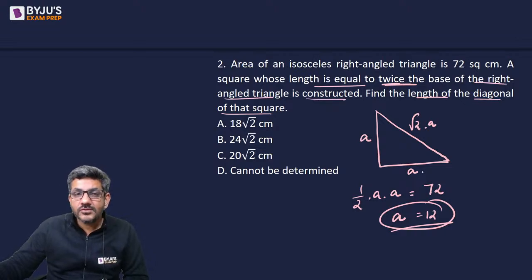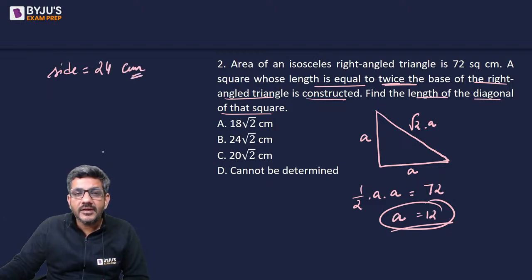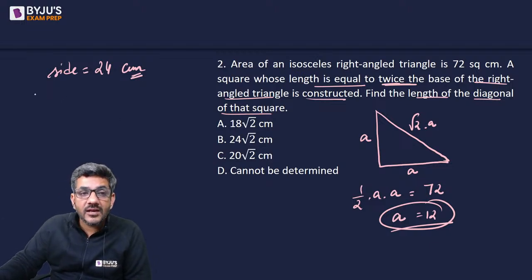Now, twice the base would be 24. So, a square is constructed with side as twice of 12. That means the side of the square is 24 centimeters. If the side of the square is 24 centimeters, find the length of the diagonal of that square.